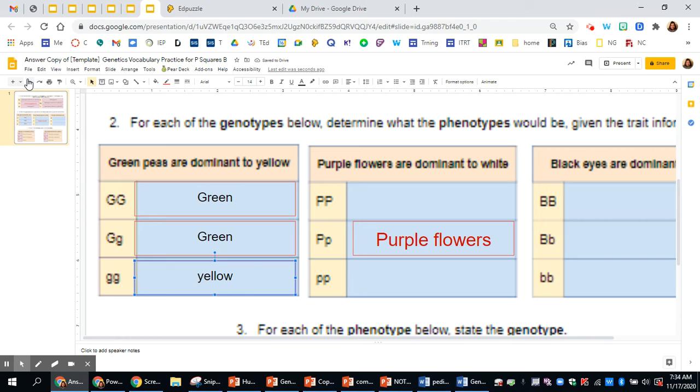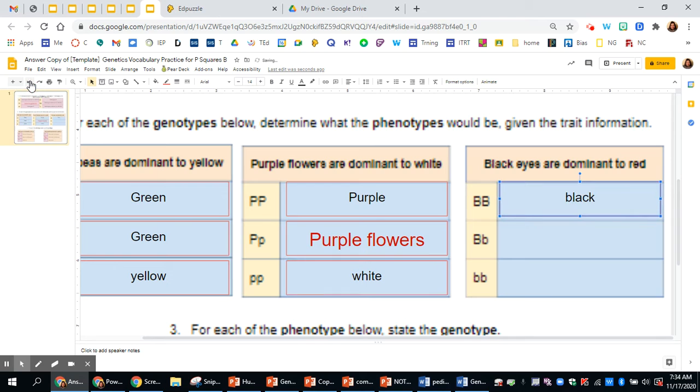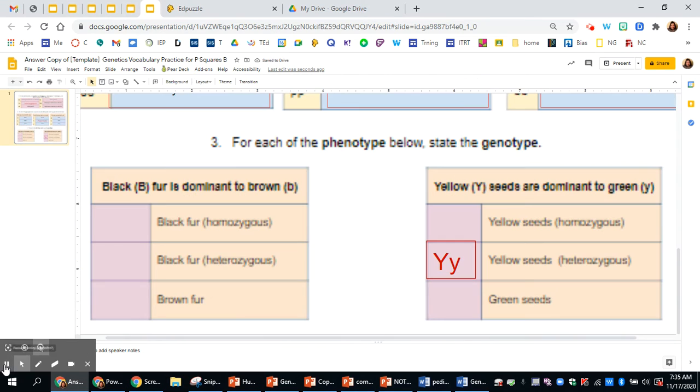And the next one, it tells you that purple flowers are dominant to white. So the capital P is purple. I already gave you the heterozygous, and little p would be white. In the last example, it tells you black eyes are dominant to red eyes. And so capital B is going to be black. Capital B, lowercase b is also going to be black. And little b will be red.